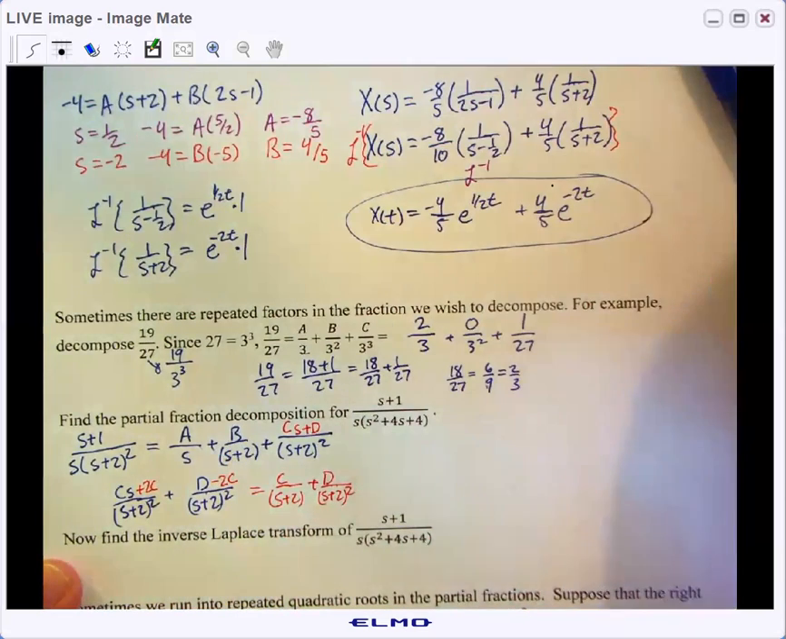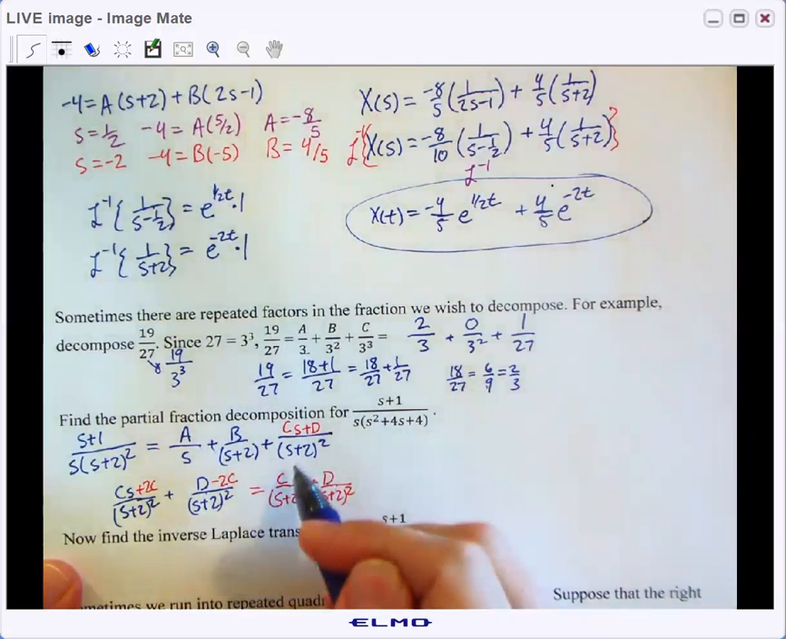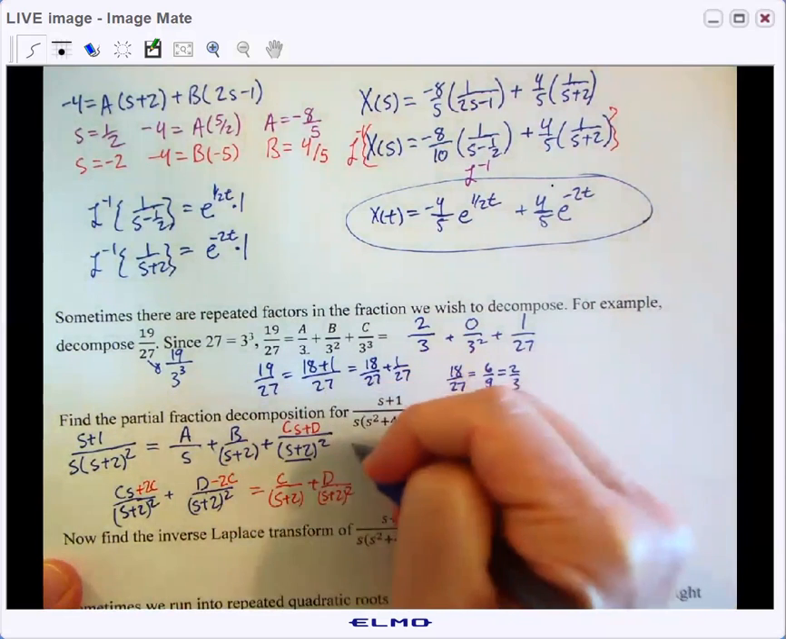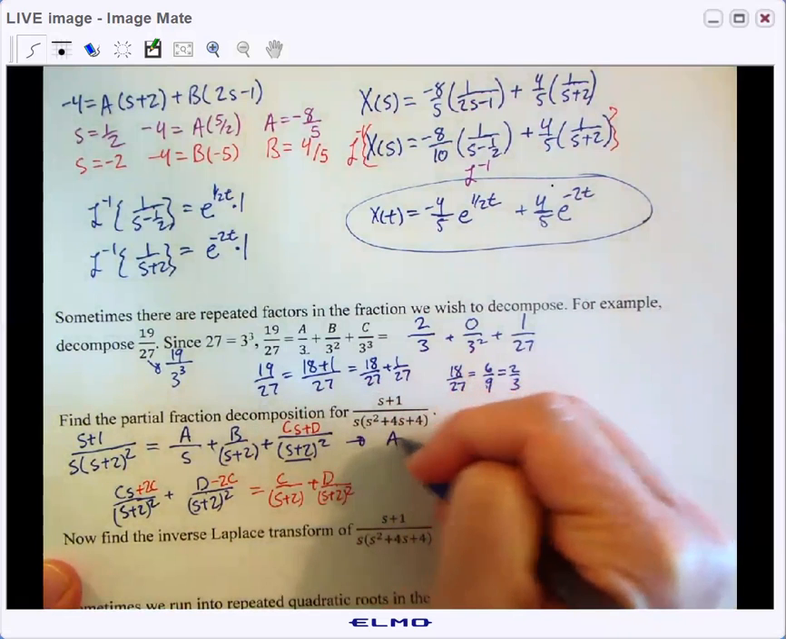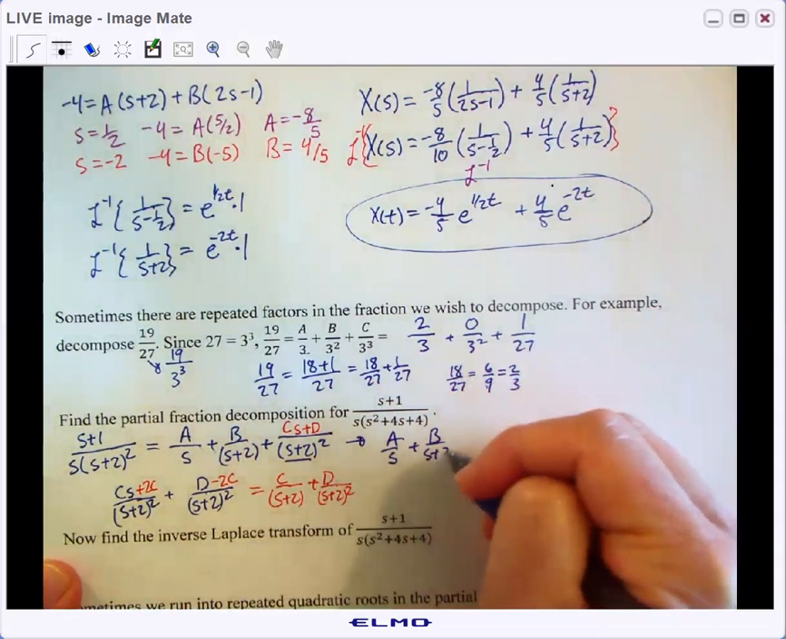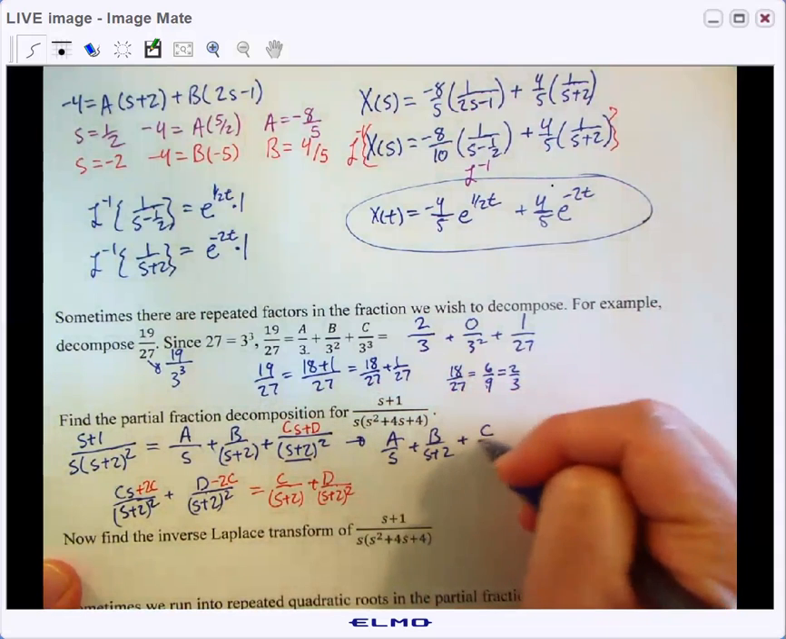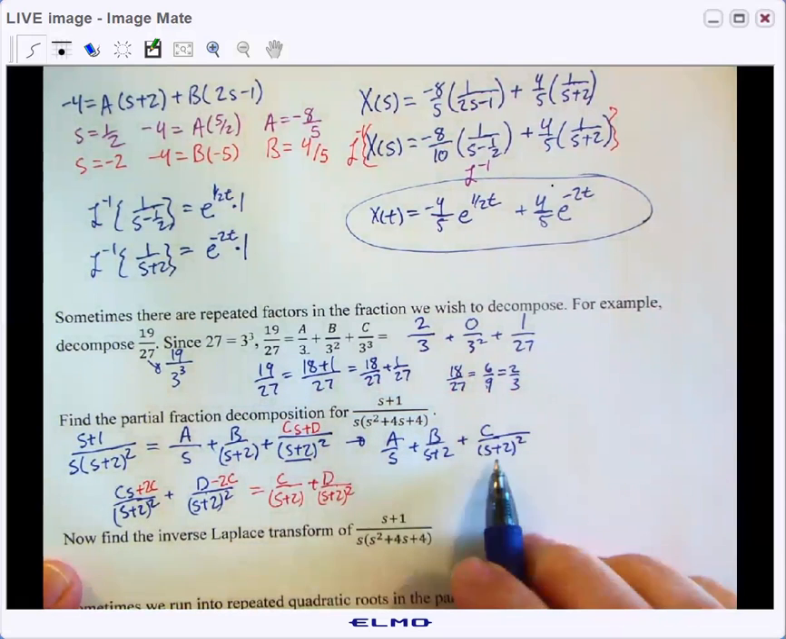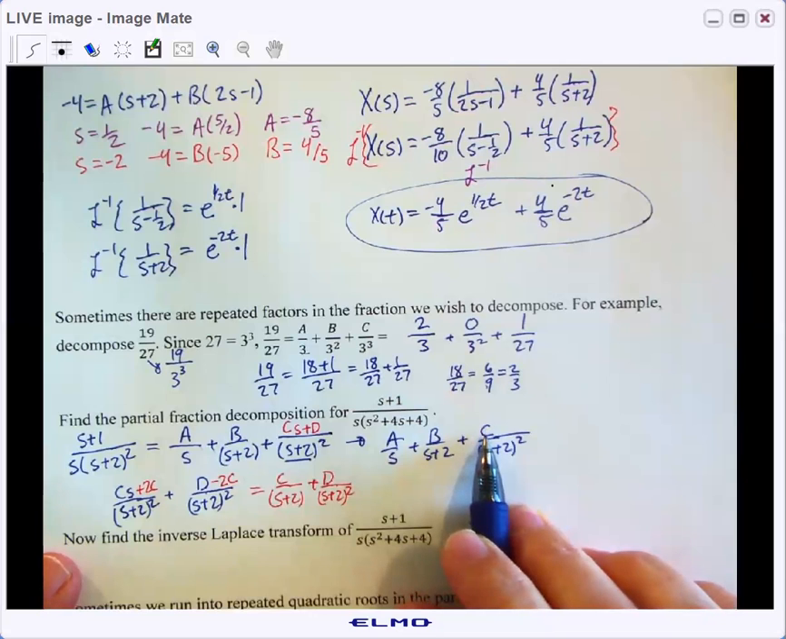So because of that, we only have to look at what the factor is that's being repeated. And so we don't want this. We instead want to use a over s plus b over s plus 2 plus c over s plus 2 squared, because the factor itself is linear. Therefore, even though it's going to be squared, the factor is linear, so the numerator needs to be 1 degree less than that, which is a constant.